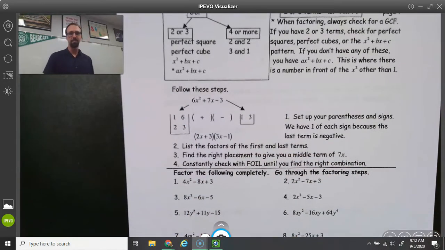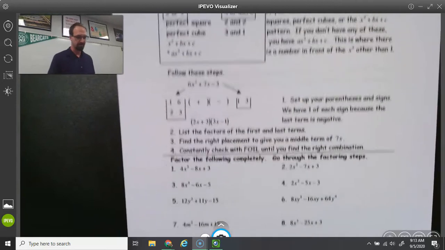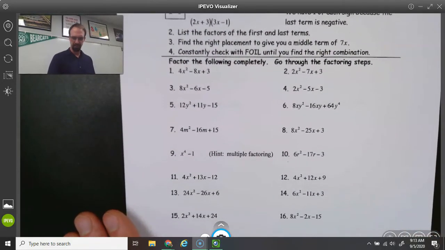Now again, this looks like the guess and check sort of method. And it isn't, because as you do these, you become more knowledgeable in the number sense pattern, and it really makes sense with what's going on. So let's jump into number 7.